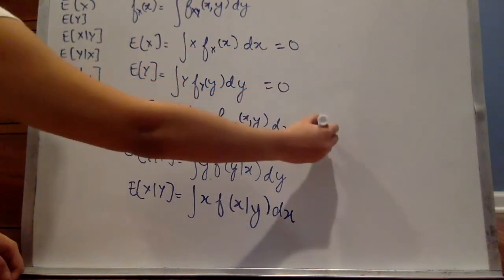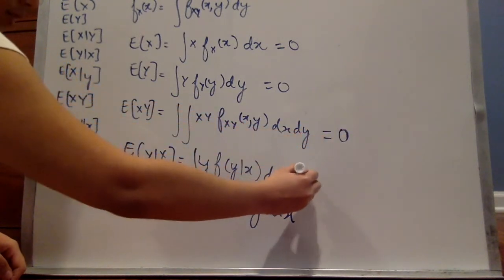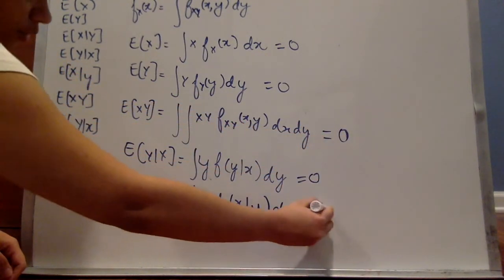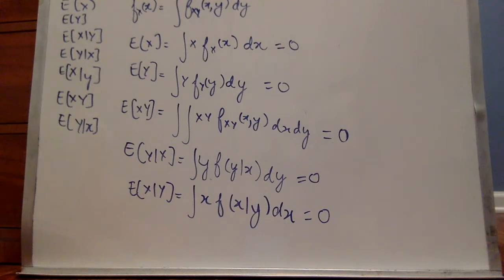of y is equal to 0, expectation of xy is equal to 0, and all the conditional expectations are also equal to 0. Now in the third part, we need to prove or disprove that x and y are uncorrelated.